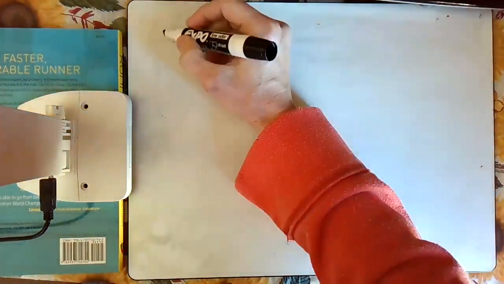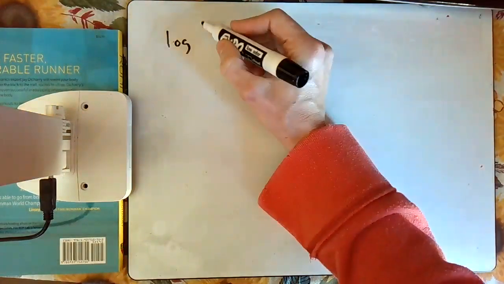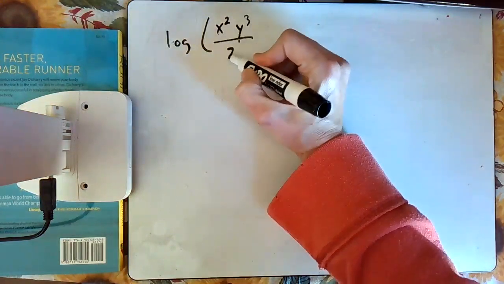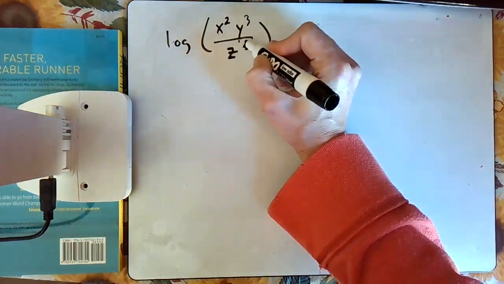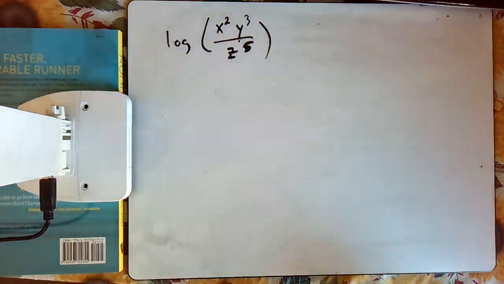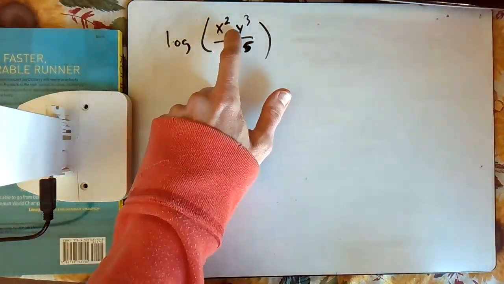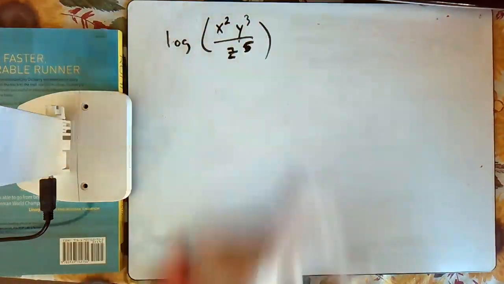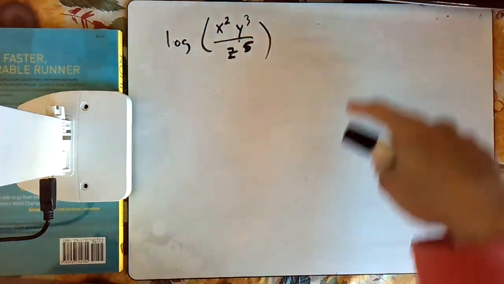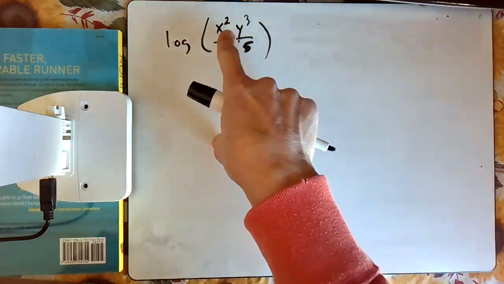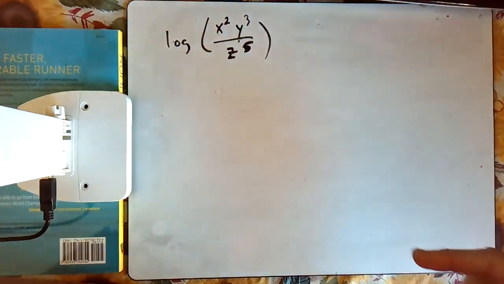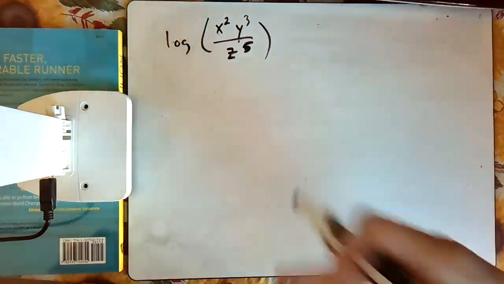Now, what if we have log of x squared y cubed over z to the fifth power? Now we have all 3 rules. You're multiplying, you're dividing, and they all have exponents. How do we do it when we have all 3? Again, you follow that hierarchy: product rule comes first, then quotient, and then power. But since we have both the product and the quotient occurring in this problem, we're going to do them both at the same time.